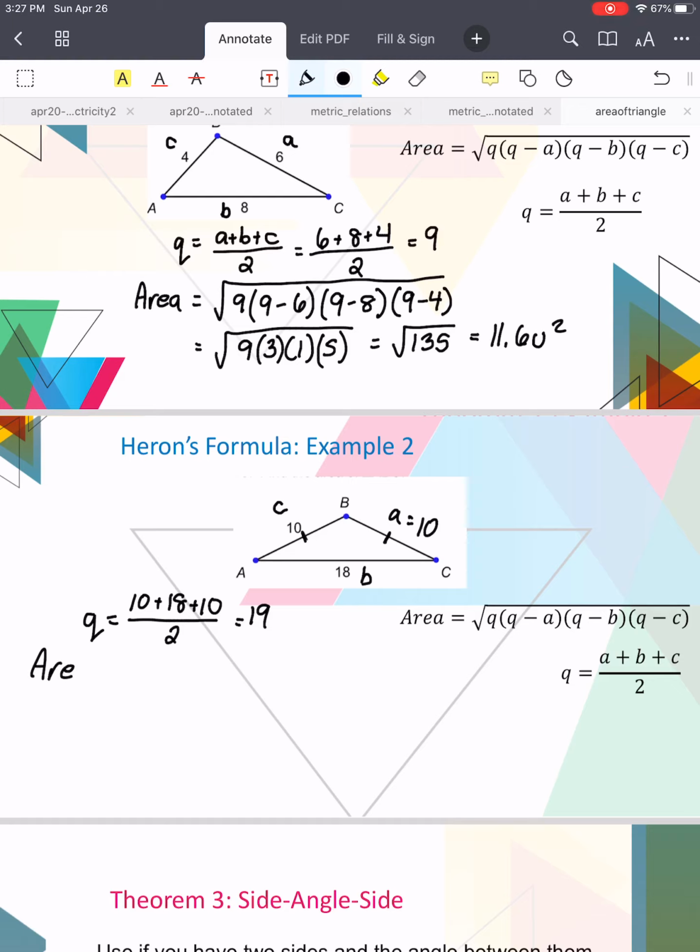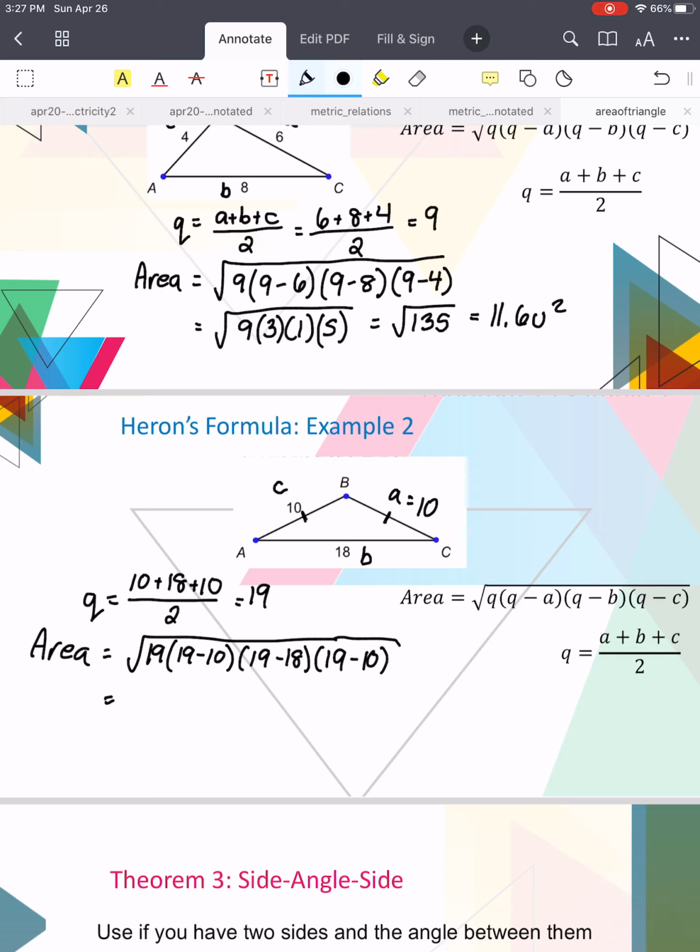Then my area is going to be the square root of 19 times 19 minus 10, times 19 minus B, which is 18, times 19 minus C, which is 10. Make sure that you do everything under the square root before you take the square root. So that's going to be the square root of 19 times 9 times 9 times 1. If you plug that in your calculator, you get that the area is 39.2 units squared.